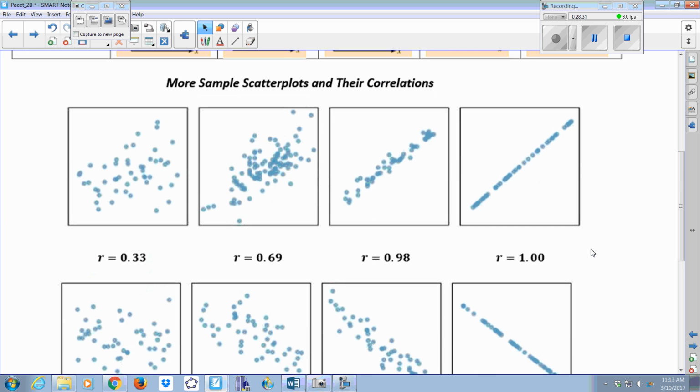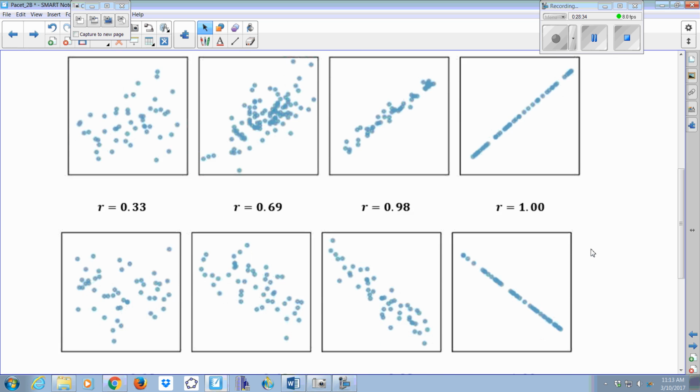So I've given you some examples to look at here, just for your own perusal. If we look at R, your correlation coefficient, going from 0.33 up to 1, you can see how these points start. It's almost as if there's a magnet in the middle drawing them together, to go from a very weak correlation to an extremely strong, meaning perfect, correlation.